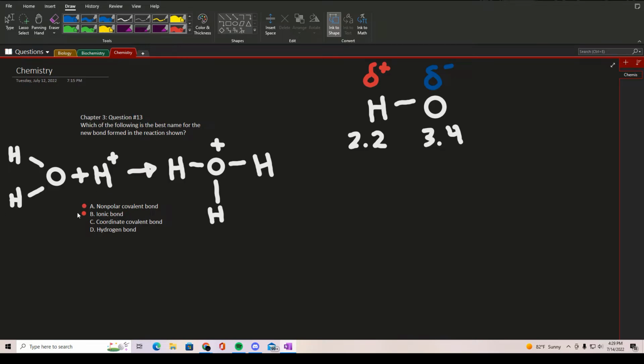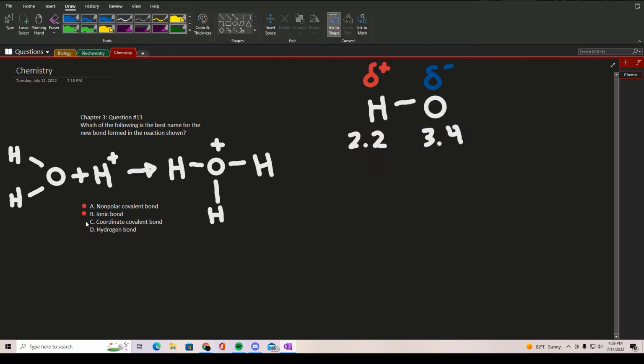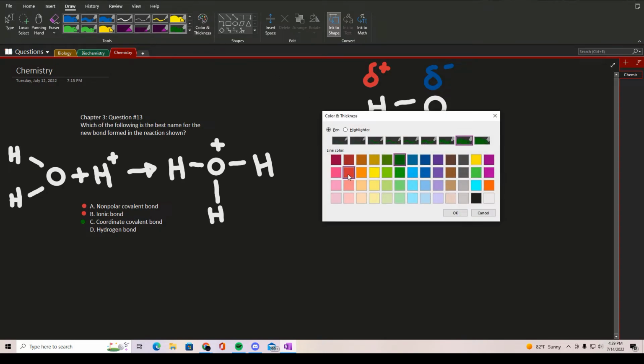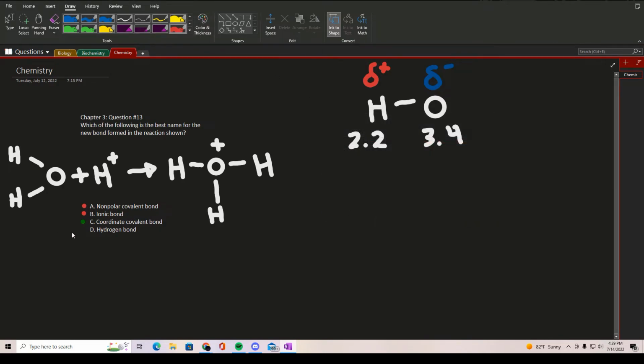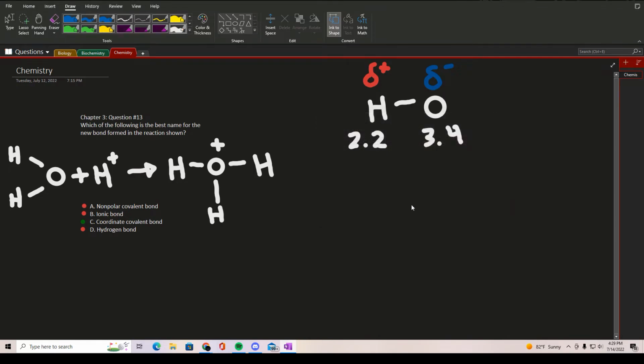C, coordinate covalent bond. So this is actually our right answer. But before I actually explain why it's a coordinate covalent bond, let me explain why it's not the hydrogen bond. So although this bond right here is actually an example of hydrogen bonding, coordinate covalent bond describes this reaction, the bonds formed in this reaction, a lot better.